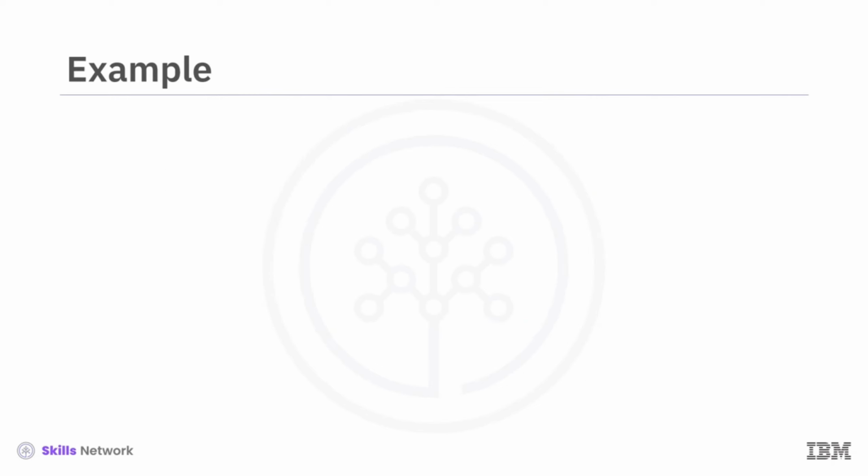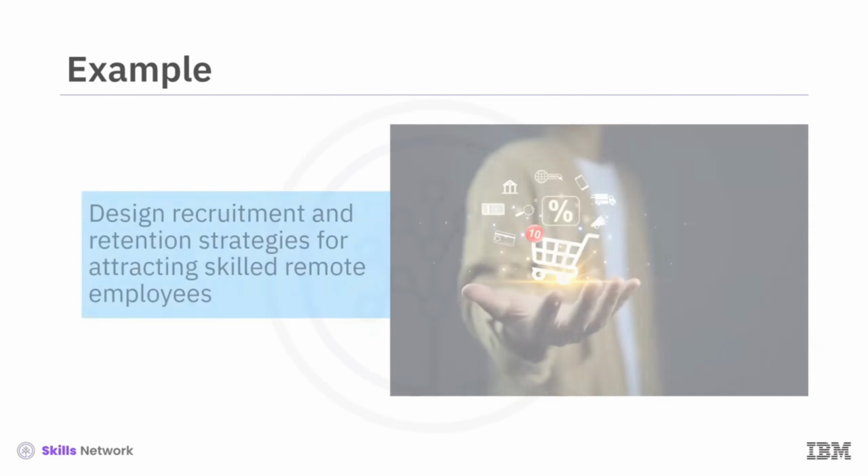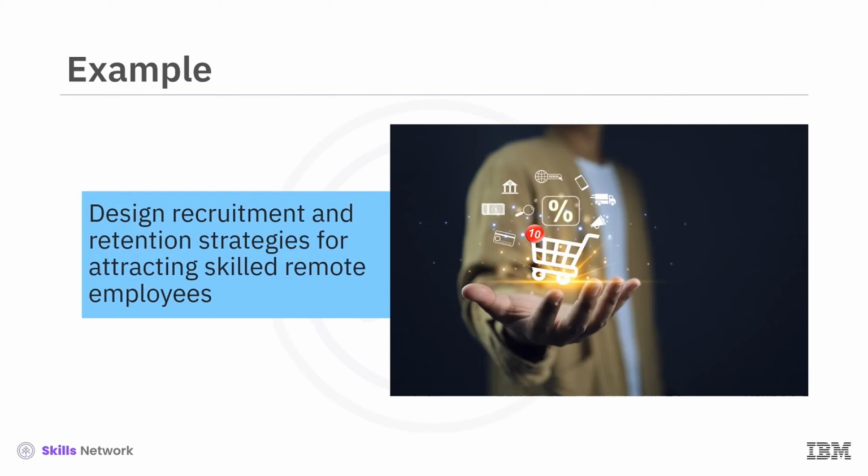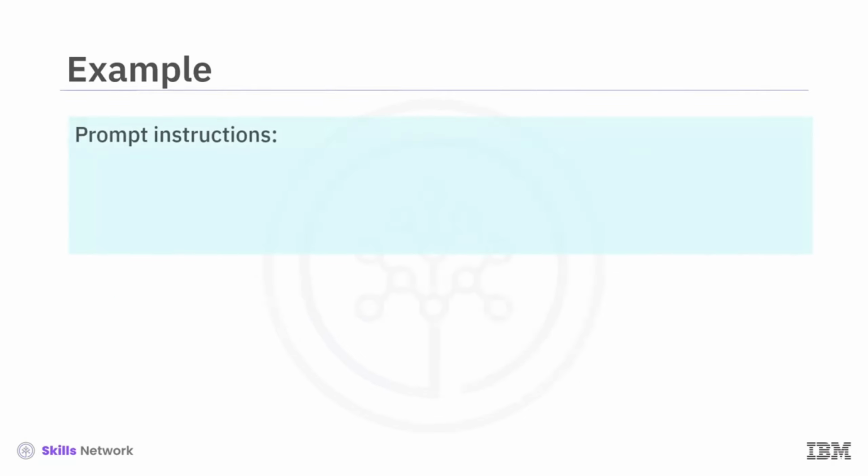You will understand this better with the help of an example. Suppose you want the model to design recruitment and retention strategies for attracting skilled remote employees for an e-commerce business. You want the model to employ the tree of thought approach to do that. You can give the following prompt instructions to the model.